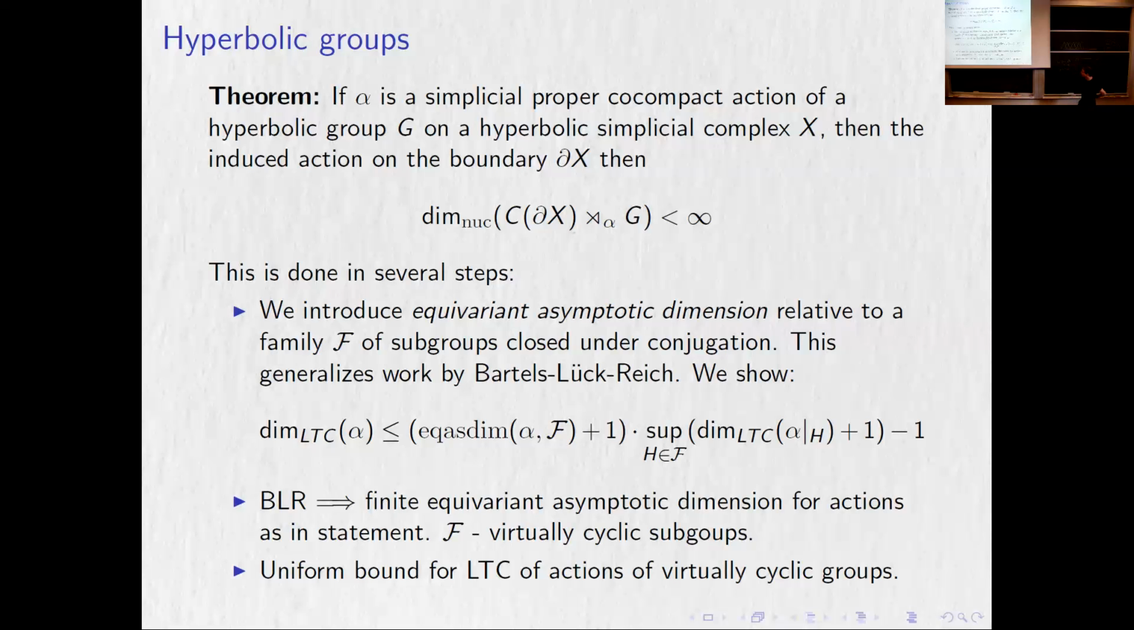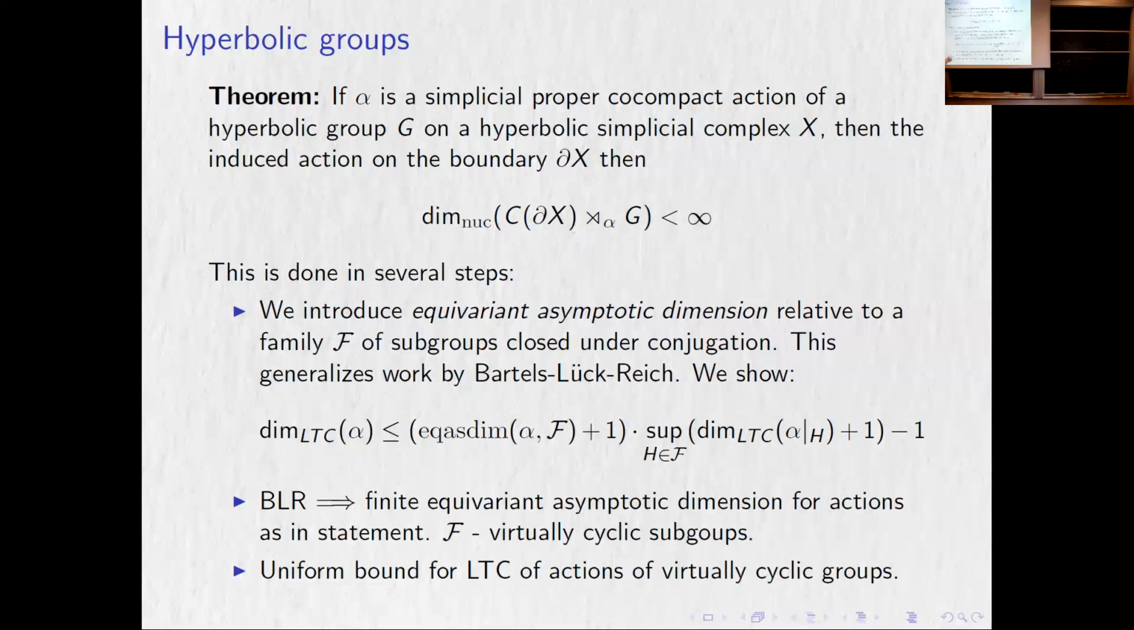That's actually done also in 2 steps. We basically rip off some work of Bartlett and Reich. They proved that these types of actions have, well, we introduced some notion we call the equivariant asymptotic dimension. It's relative to a family of subgroups. I'm not going to define that. It's something they basically studied with a somewhat different name in a slightly more restricted setting.